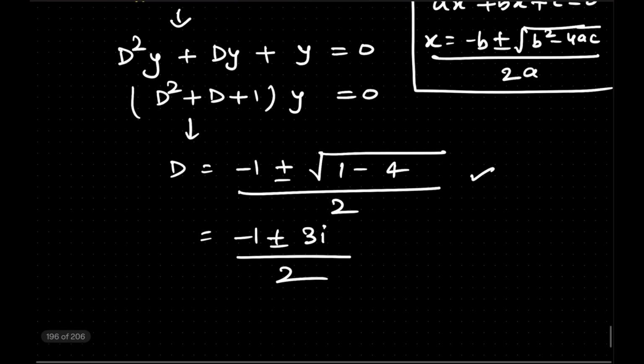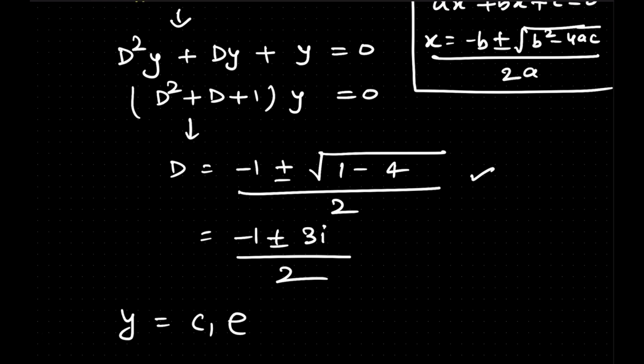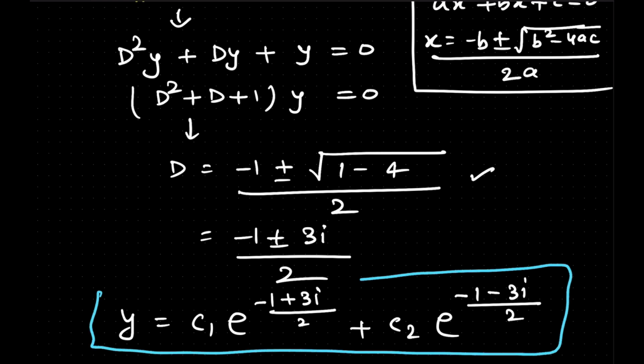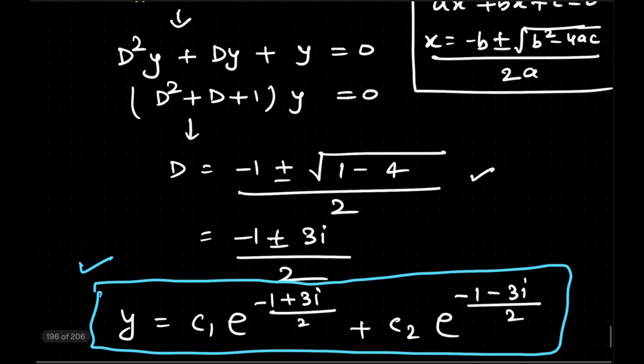So now our solution will be y is equal to c1 e to the power of the first root, that is minus 1 plus root 3 i by 2, plus c2 e to the power of the second root, minus 1 minus root 3 i by 2. So this is our answer. Actually in a future video we will see how to simplify this further, because it can be simplified, and when you simplify it you will get a better answer.